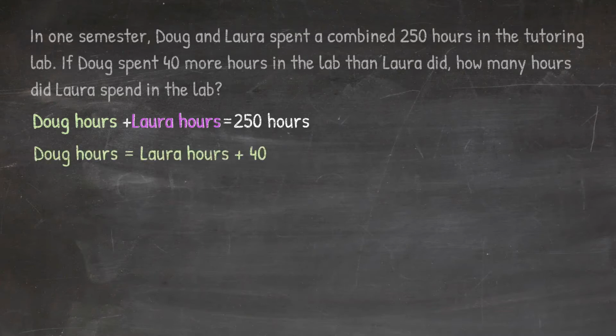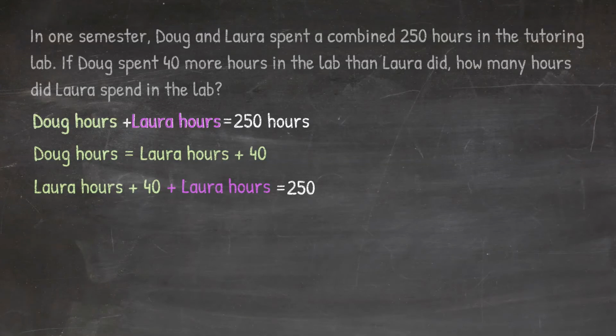So that means that Doug hours equals the number of Laura hours plus 40, because Doug spent 40 more hours than Laura. With this information, we can actually put together a good equation already. So the number of Laura hours plus 40, which is the number of hours that Doug spent in the tutoring lab, plus the number of hours that Laura spent in the lab, Laura hours, equals 250.